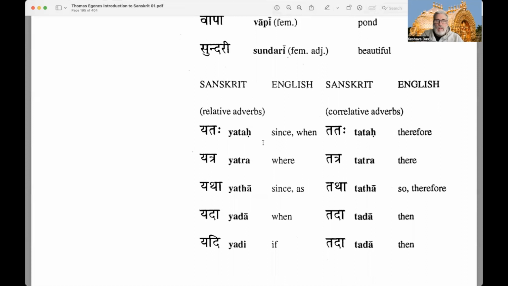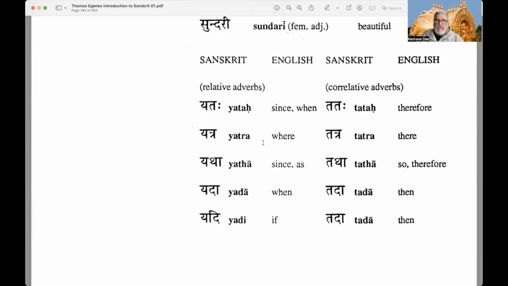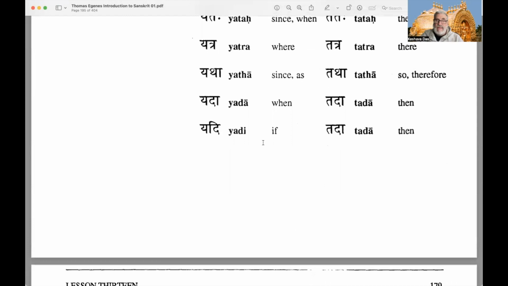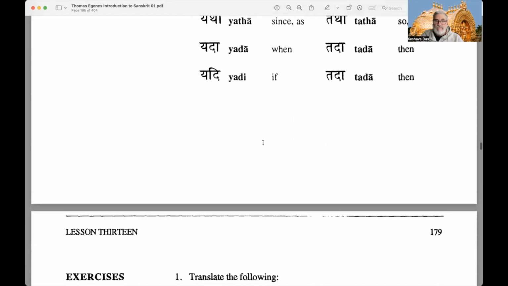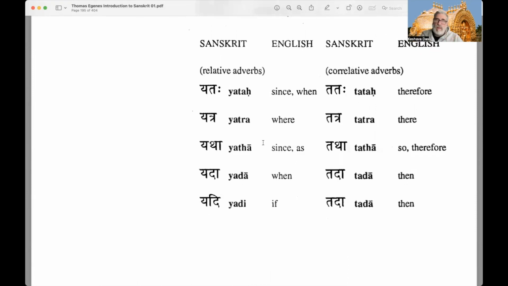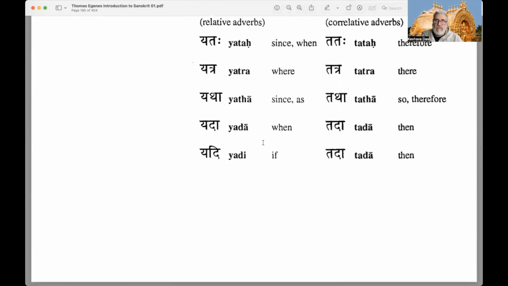So here we have relative and correlative adverbs. Yataha, since or when; tataha, therefore. Yatra, where; tatra, there. Yata, since or as; tata, so therefore. Yada, when; tada, then. Yadi, if; tada, then. And don't forget that sometimes the correlative will be missing. Sometimes we'll just see the relative, the one in the relative clause.